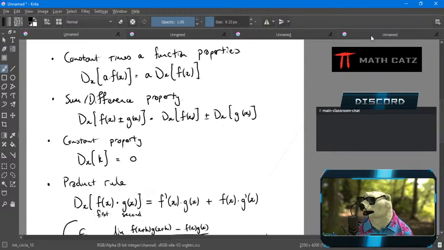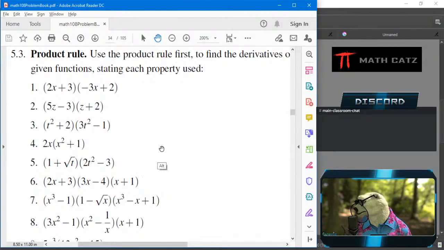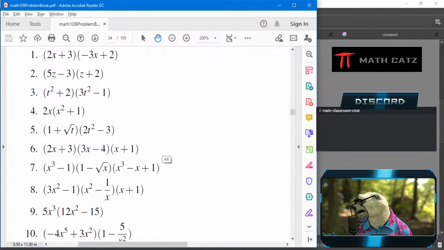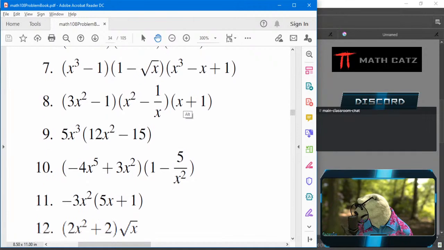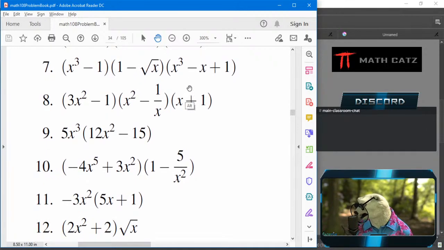Okay, so if we look at the problems, we'll see here. What if we have? Ooh, I like number 7. Number 7 looks nice. I like it. And I hope that you feel like I do, that if I look at the function in 7, I don't want to multiply those out. I don't want to simplify that first. That seems like a lot of effort.